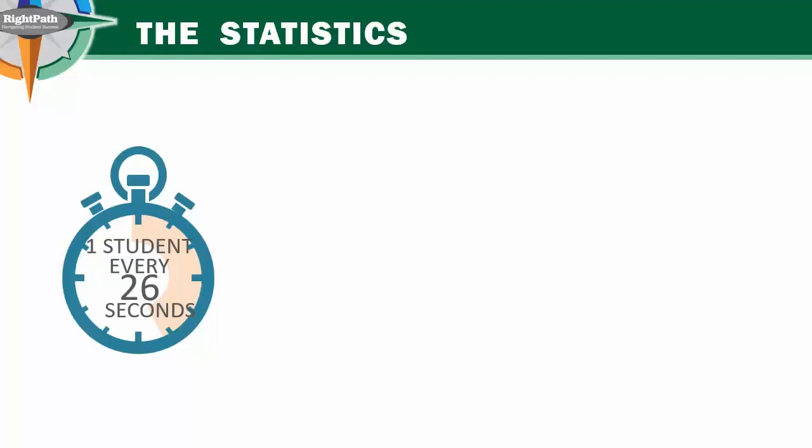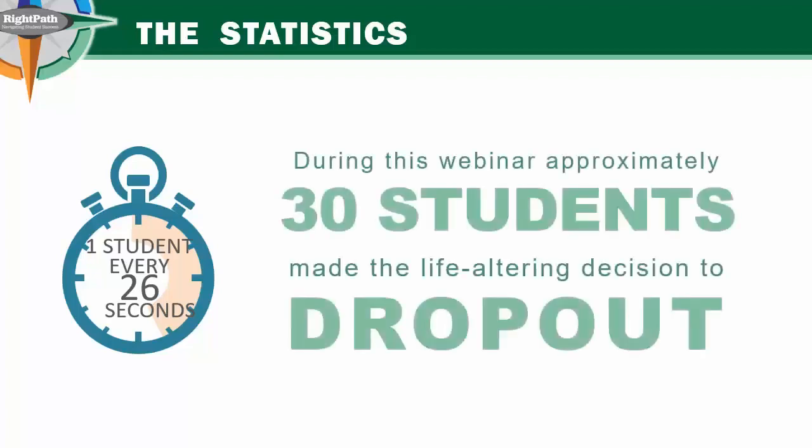Okay, so now let's circle back and look at those statistics that we saw in the beginning. If you remember, we talked about the 1.2 million students, 7,000 students per day, and 1 student every 26 seconds who are dropping out of high school. So during this webinar, approximately 30 students made the life-altering decision to drop out of high school. What is your district doing to prevent this?